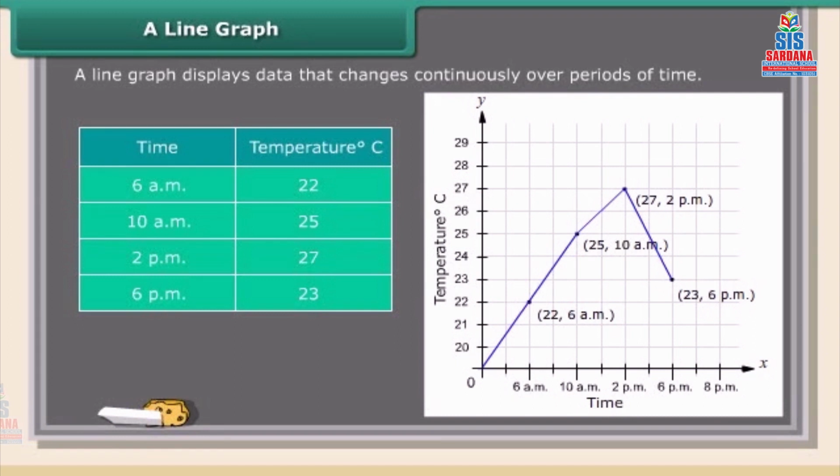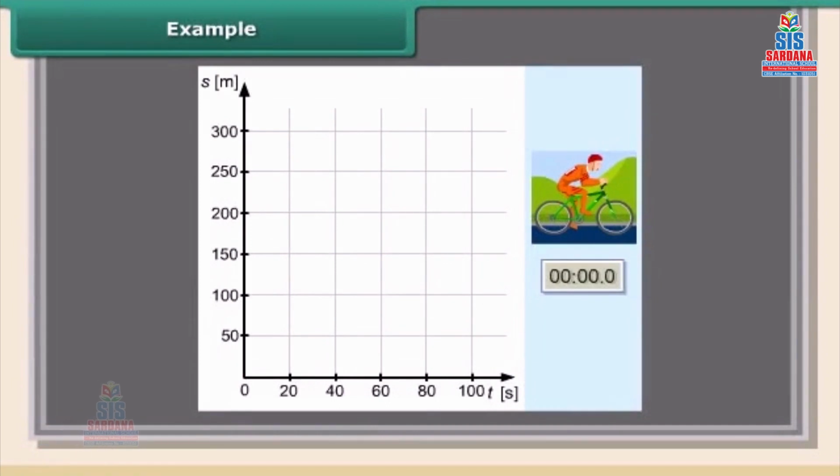From the graph, in between 10 a.m. and 2 p.m., we can find that the temperature was increased by 2 degrees Celsius. This is the location-time graph for a cyclist. While plotting the graph, the short moments of time where the cyclist changed his speed were neglected.